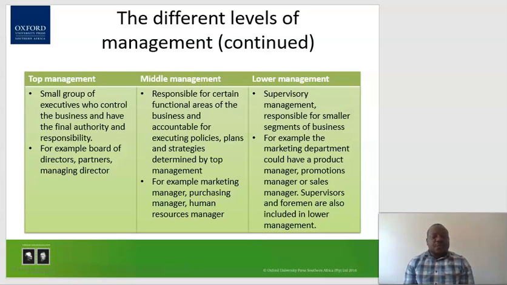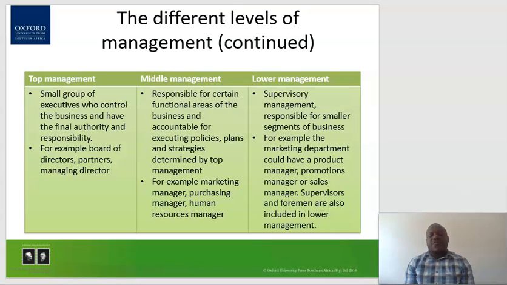In terms of top level management, these are a small group of executives who control the business and have the final authority and responsibility, including your CEOs, board of directors, managing directors, and so forth. Those are top level managers. Middle level managers are responsible for certain functional areas of the business. They are accountable for executing policies, plans, and strategies determined by top level managers. Examples of these are functional managers like your marketing manager, finance manager, human resource manager, purchasing and supply manager, and so forth.